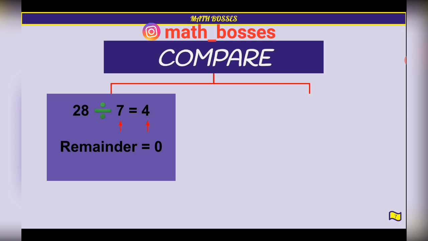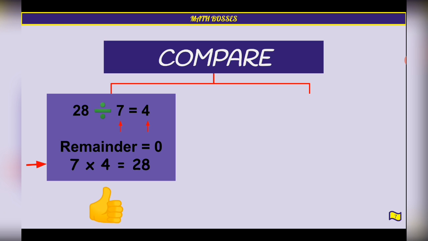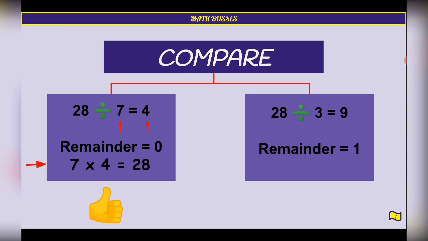It is also important to note that a number can be written as a product of two factors. So given that 7 and 4 are factors of 28, when we multiply 7 by 4, we should get 28. As we can see here, this makes this case correct. Now compare it to this case where we divide the same number 28 by 3, but we get 9 with a remainder of 1. This shows that 3 is not a factor of 28.